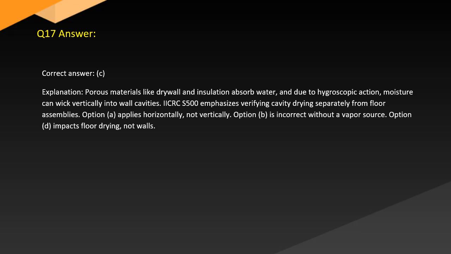Correct answer: C. Explanation: Porous materials like drywall and insulation absorb water, and due to hygroscopic action, moisture can wick vertically into wall cavities. HVACR emphasizes verifying cavity drying separately from floor assemblies. Option A applies horizontally, not vertically. Option B is incorrect without a vapor source. Option D impacts floor drying, not walls.